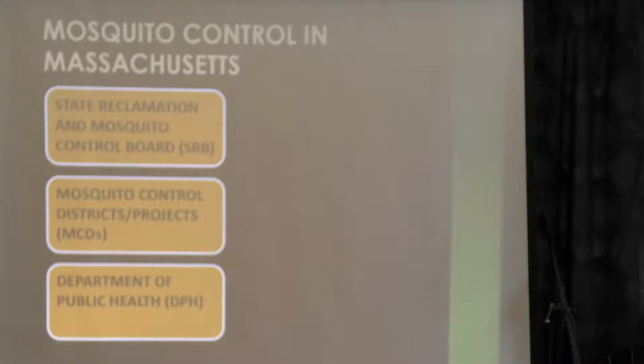But in Massachusetts we have this thing that has a horrible name called the State Reclamation and Mosquito Control Board. It was originally a board that was designed to deal with land reclamation, and I'm not even quite sure how mosquito control got folded into it, but it did. And there's a board that's made up of folks from my agency, Agriculture, and also DCR, and also the Department of Environmental Protection. And there's also these mosquito control districts or projects that are scattered throughout the state.